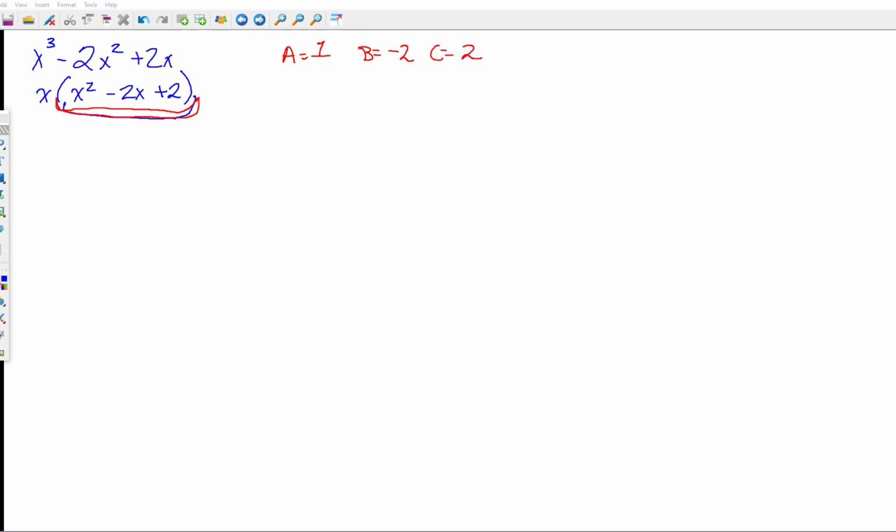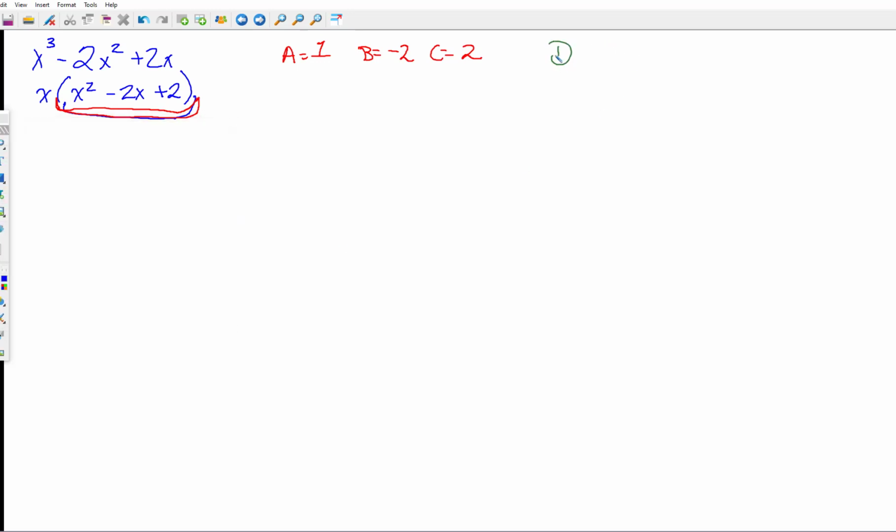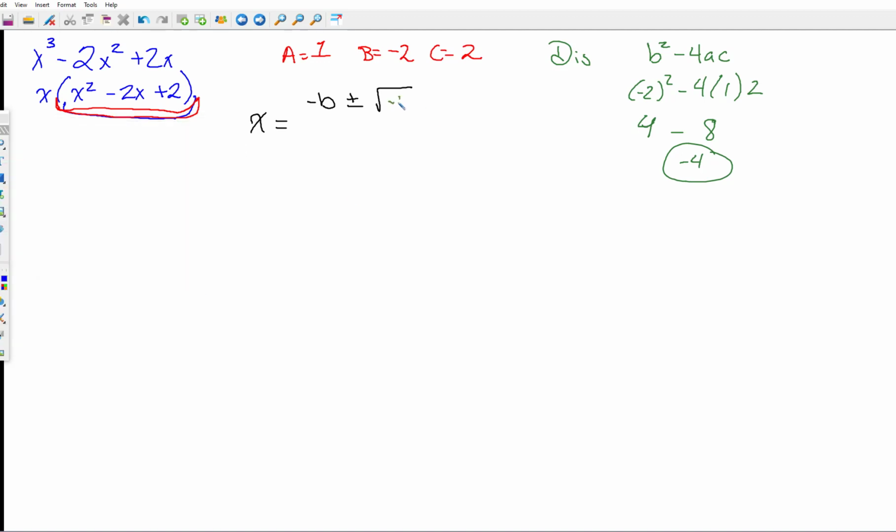And so from that information, we're going to go into the discriminant. Which is b squared minus 4ac. So negative 2 squared minus 4 times 1 times 2. So 4 minus 8, which is negative 4. That's your discriminant. We're going to take that information and go to the quadratic formula. x equals negative b plus or minus the square root of our discriminant all divided by 2a.